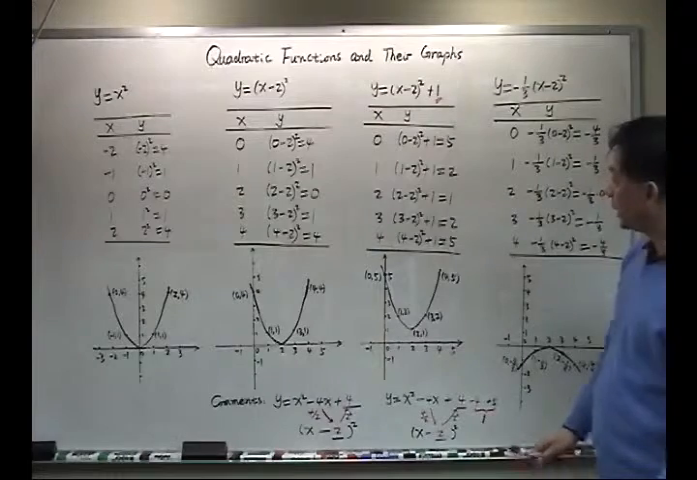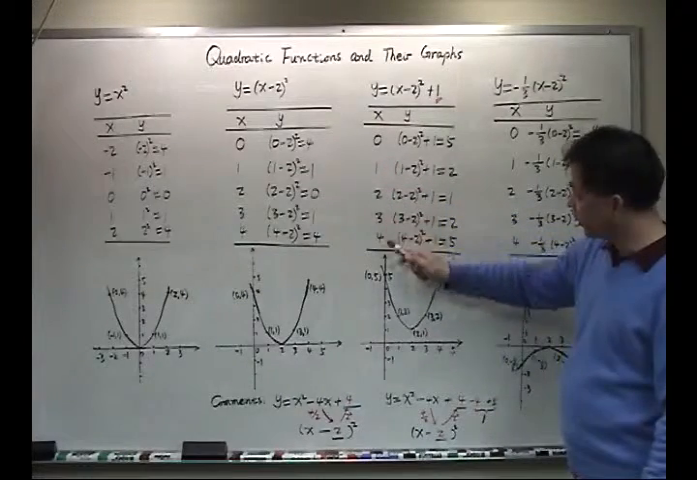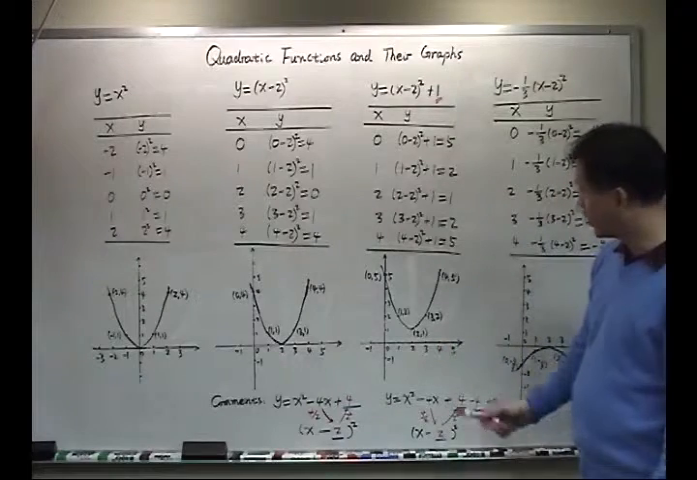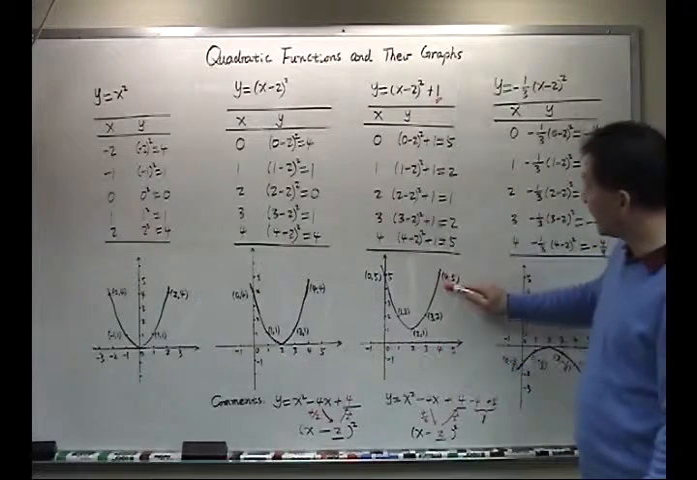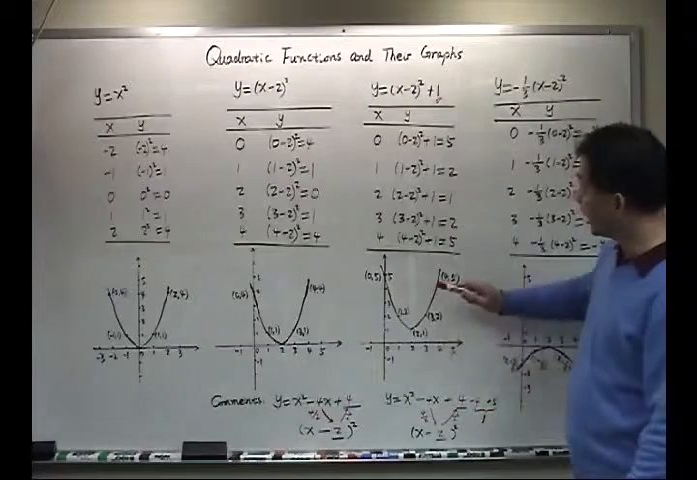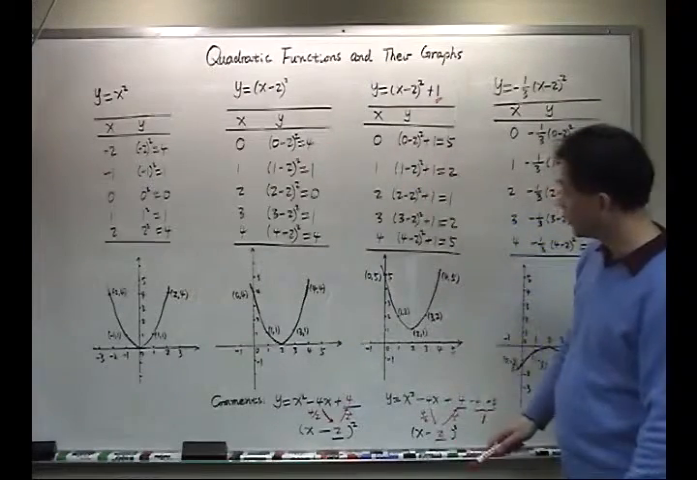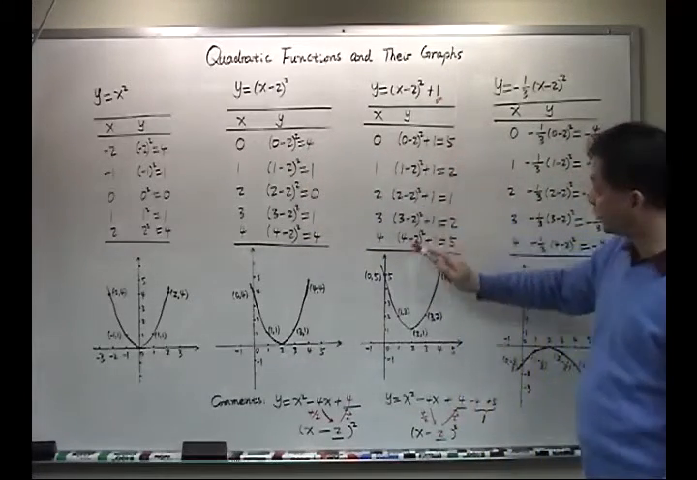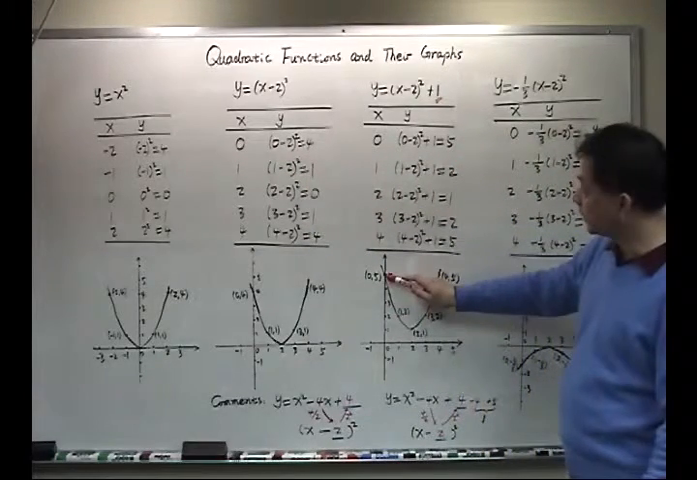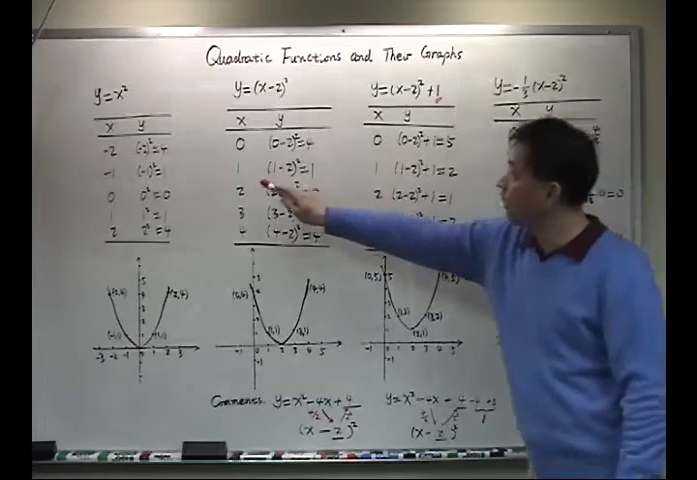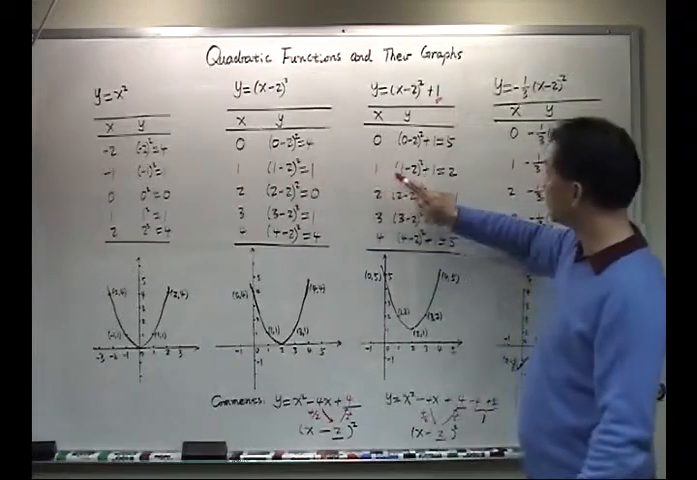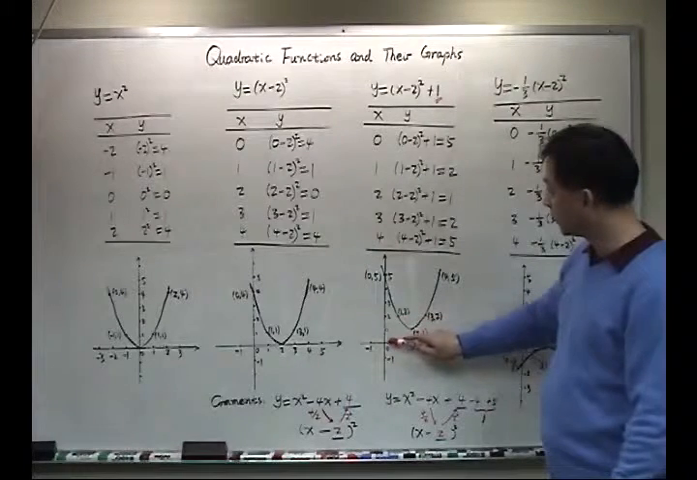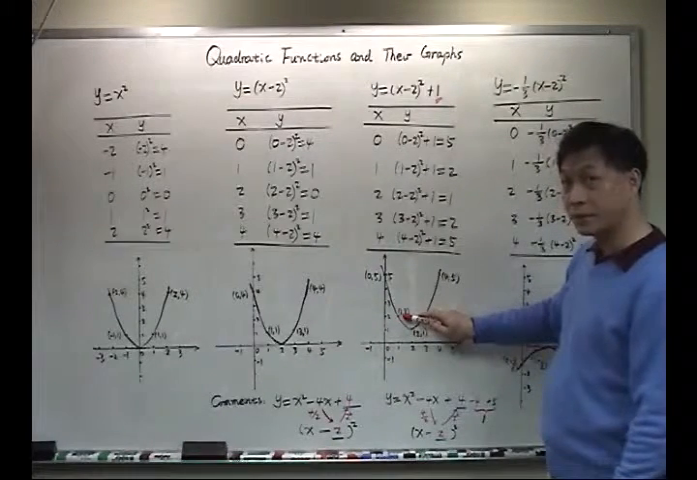So in this case, 0, 1, 2, 3, 4, you don't change that, but the y values are different, from 4 to 5. Previously we have 0, 4, now it is 0, 5. So 0, 5 is right here. And 1, 1 was like that, now it's 1, 2. So 1, 2 is right here. X is 1, y is 2 here.